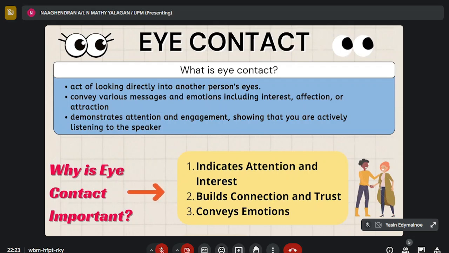The second point will be it builds connection and trust. Eye contact can help build a connection and establish trust between individuals. For instance, when someone maintains eye contact, it often conveys sincerity, confidence, and openness. And lastly, it conveys emotion. The eyes can express a wide range of emotions such as happiness, sadness, anger, or even surprise. So this eye contact can also indicate intention and feeling, such as agreement, disagreement, or understanding.